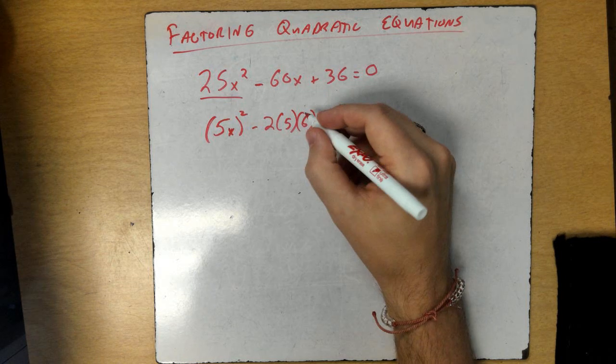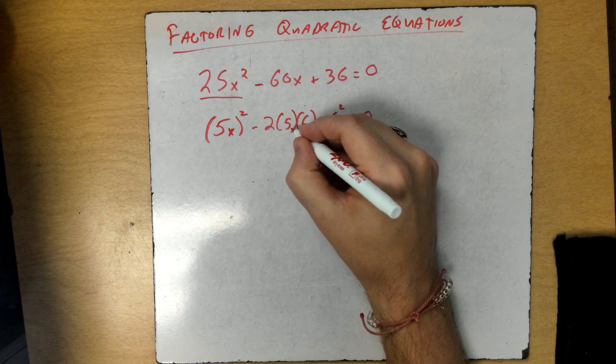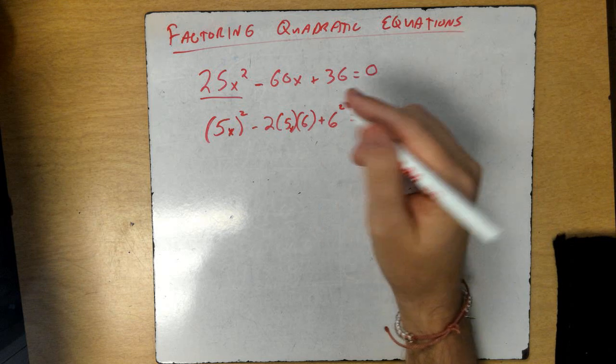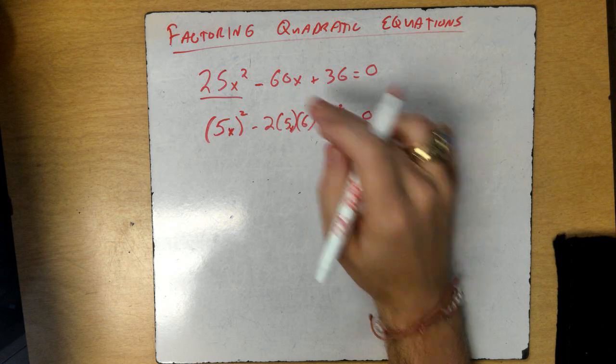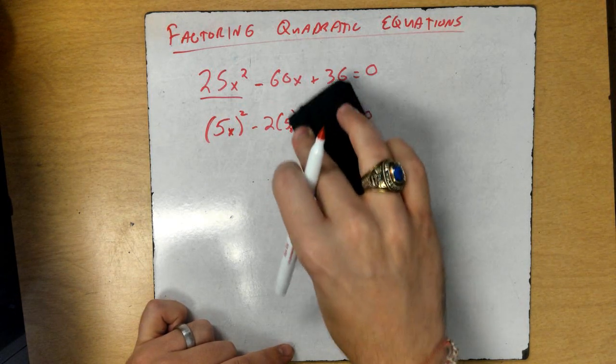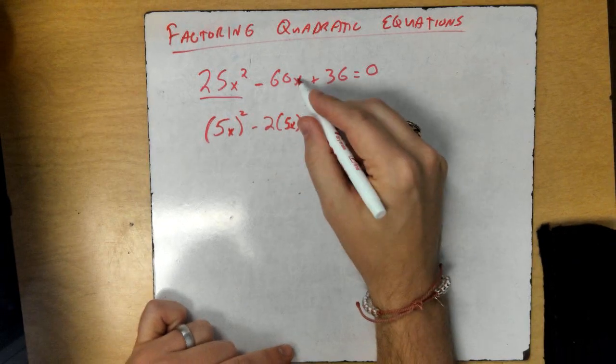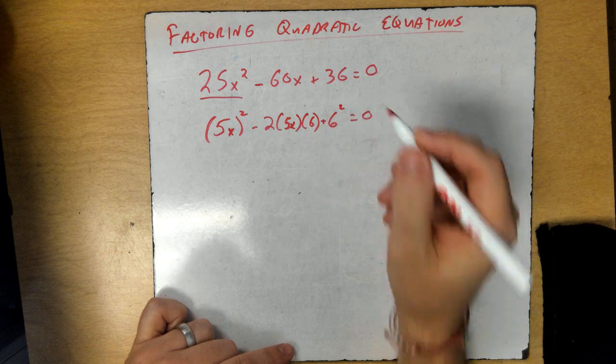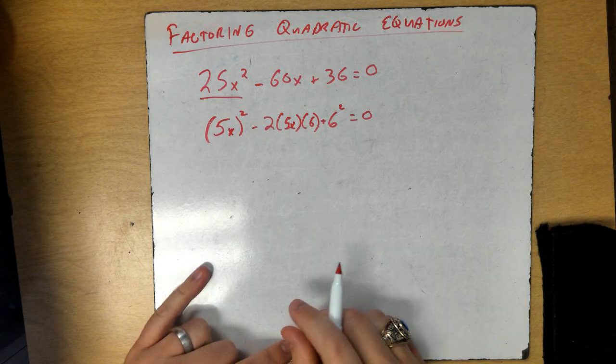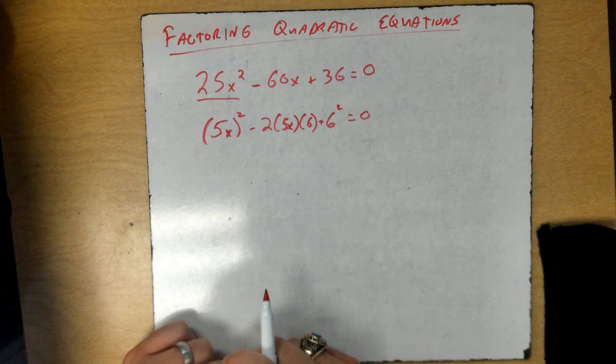Sorry, this x is going to go in here with our 5. Okay. Sorry, that's on the fly. 5x, because our x is here, right? 6. Okay. And then 6 squared is 36, right? So we just broke it down, okay?